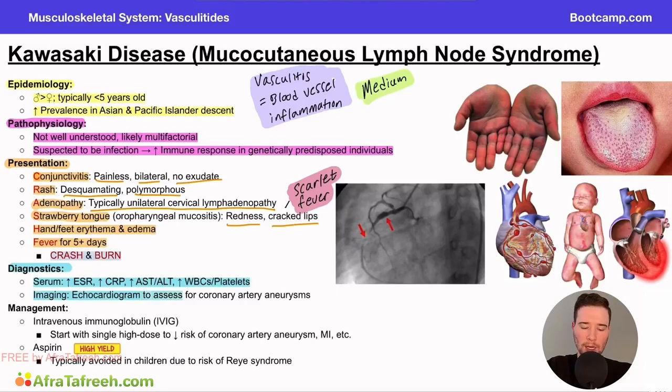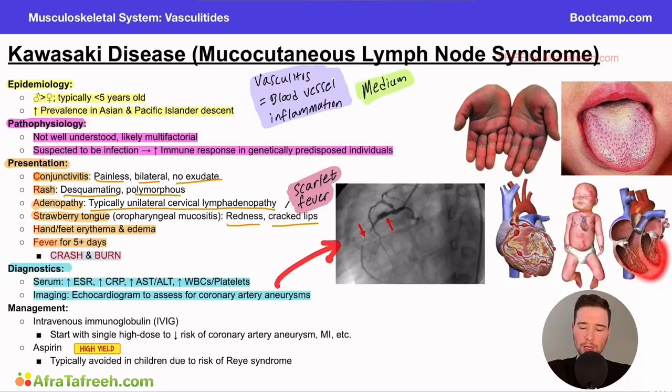But the really important thing I want you to remember here from the diagnostics is the imaging. These patients need an echocardiogram to assess for coronary artery aneurysms. This is one of the feared things that we think about with this condition. A young child who has Kawasaki disease having a coronary artery aneurysm is a big deal. This is a life-threatening thing potentially. And so we have to make sure that we monitor it in these patients.